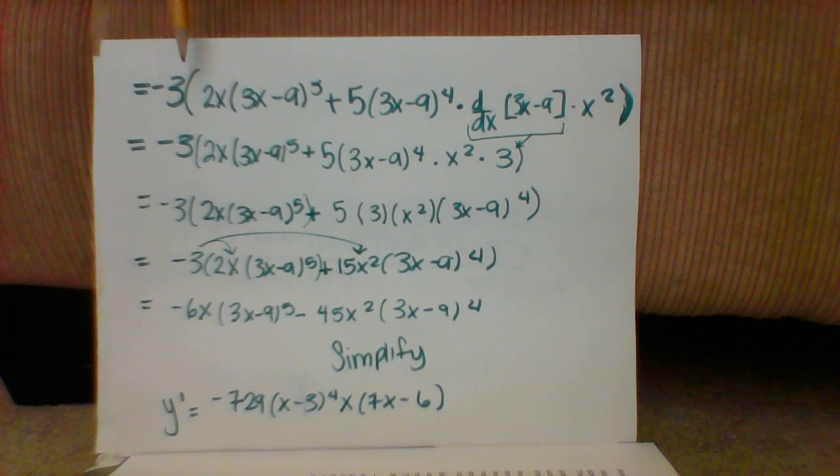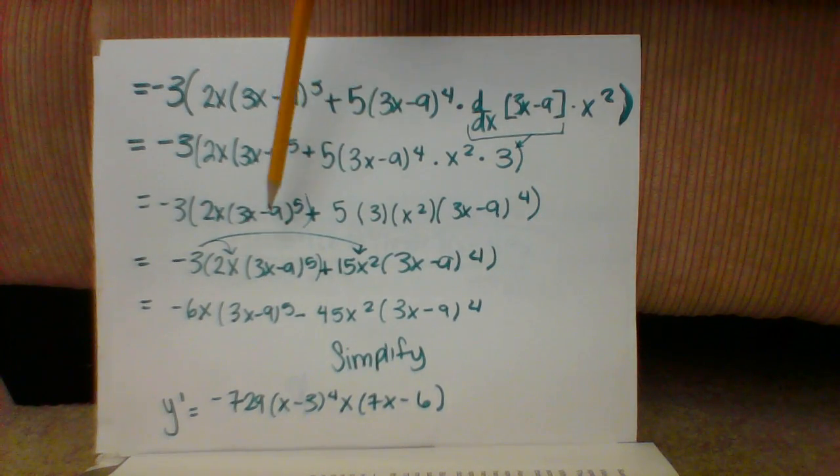Then we continue. The derivative of x squared was 2x times (3x minus 9) to the 5th, plus the derivative of the outside, which was 5 times (3x minus 9) to the 4th power, times the derivative of the inside, times x squared. The derivative of the inside is 3. Then we continue the process.